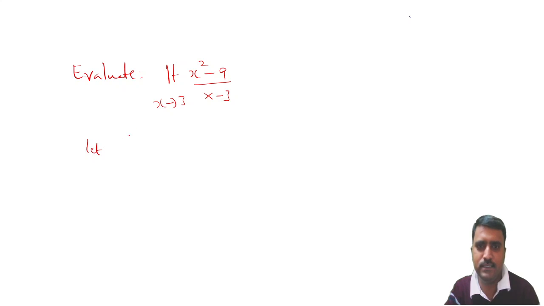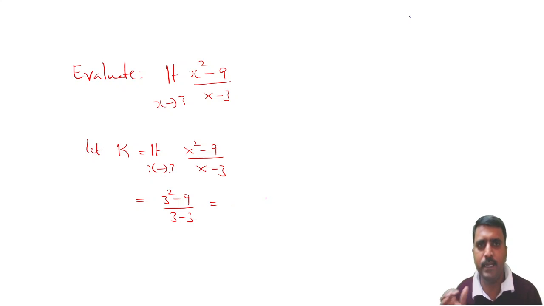Let k be equal to the limit as x tends to 3 of x square minus 9 by x minus 3. Just apply the limit: it is 3 square minus 9 by 3 minus 3. All of you know that 3 square is 9, 9 minus 9 is 0, and 3 minus 3 is 0. So when it appears 0 by 0, we use some other method to solve this.